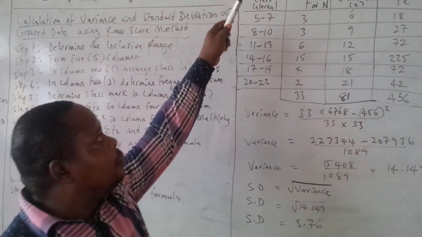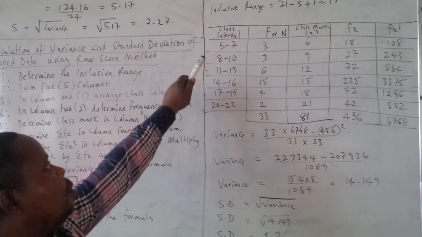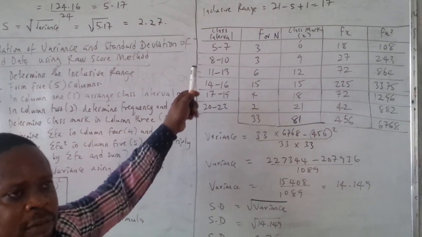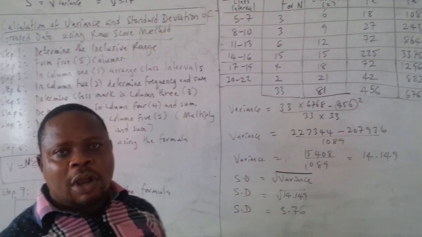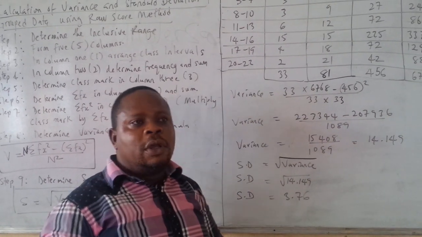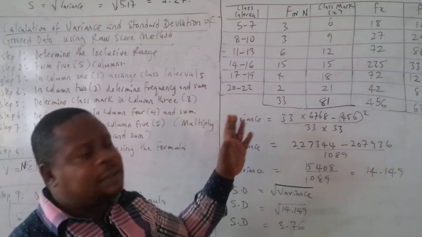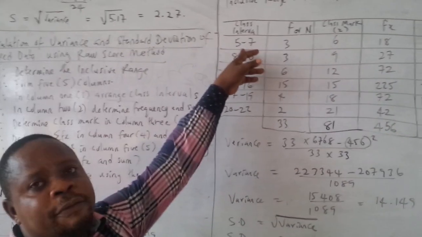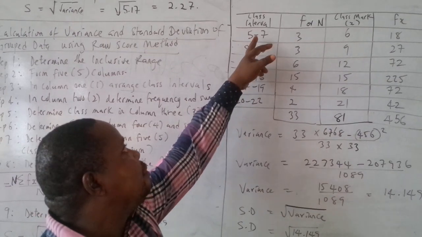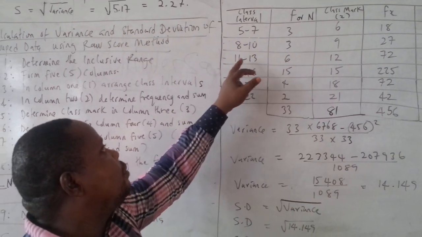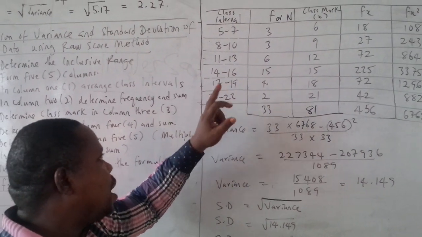After that, you form the 5 columns. And in column 1, arrange class intervals. You form the class interval by first deciding what should be the class size. Now, when we talk about class size, we talk about the number of scores contained in each class interval. For this example, we are choosing 5 to 7, meaning that each of these class intervals consists of 3 scores: 5, 6, 7, 8, 9, 10, 11, 12, 13, 14, 15, 16, 17, 18, 19, 20, 21, 22.